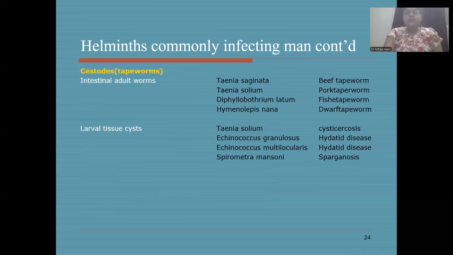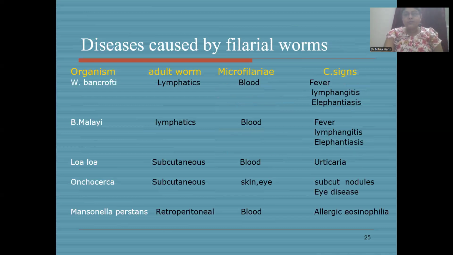So, next are tapeworms, intestinal worms, and larval tissue cysts. Tapeworms are Taenia saginata, which is the beef tapeworm, Taenia solium, which is the pork tapeworm, Diphyllobothrium latum, which is the fish tapeworm, and Hymenolepis nana, the dwarf tapeworm. Larval tissue cysts are Taenia solium, Echinococcus granulosus, which causes hydatid cysts, Echinococcus multilocularis, which causes hydatid cyst disease, and Spirometra, which causes sparganosis.